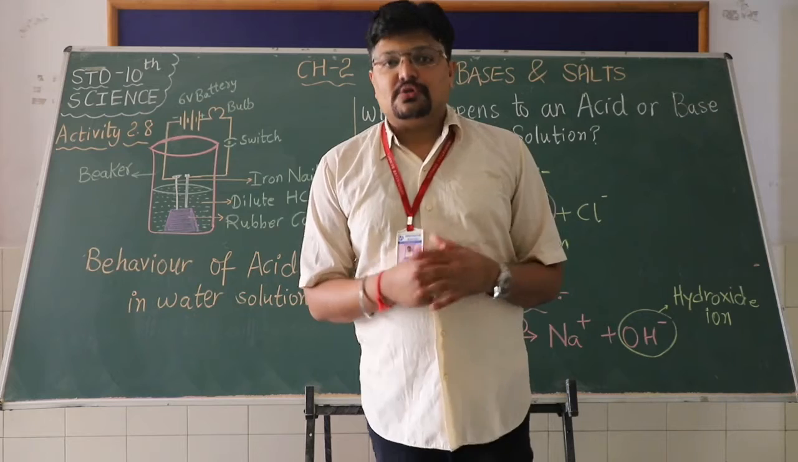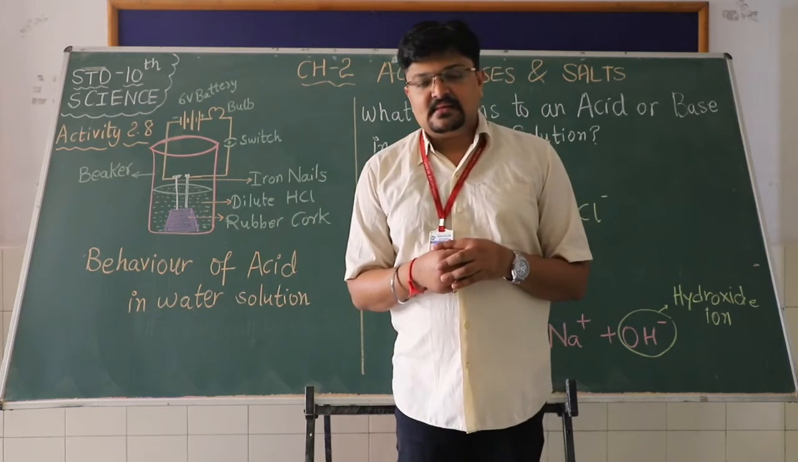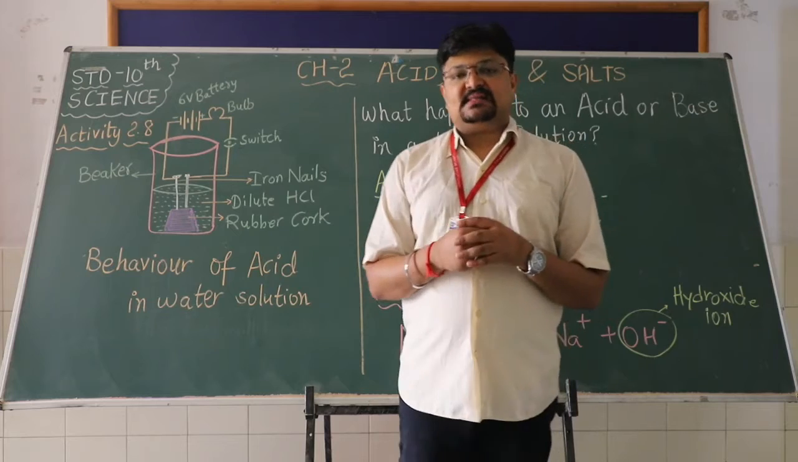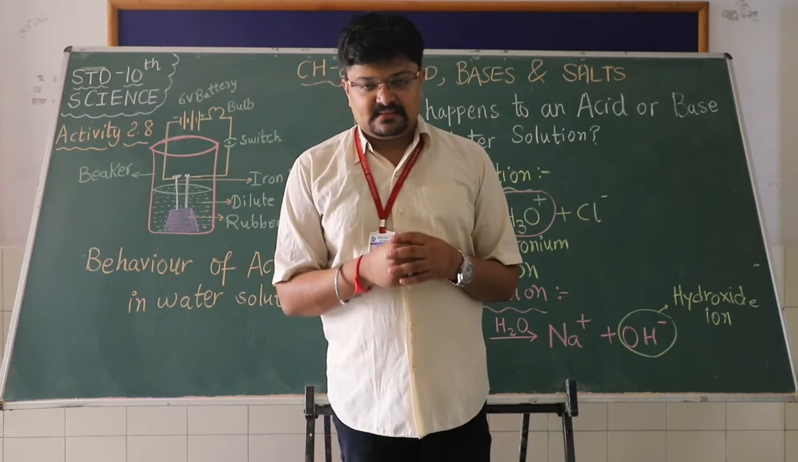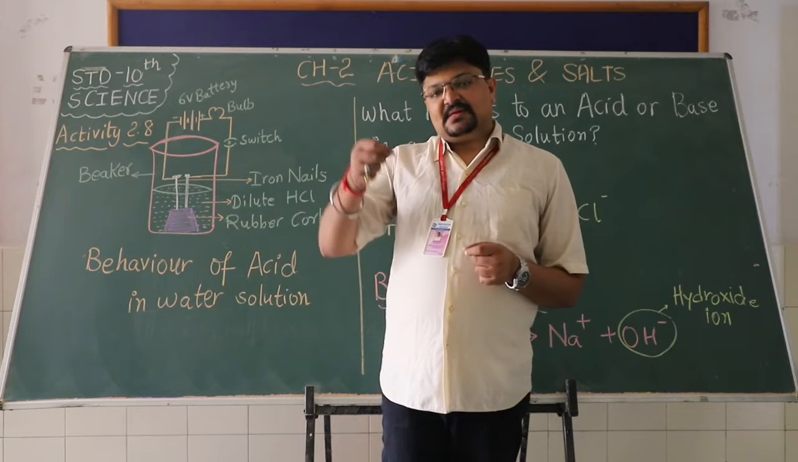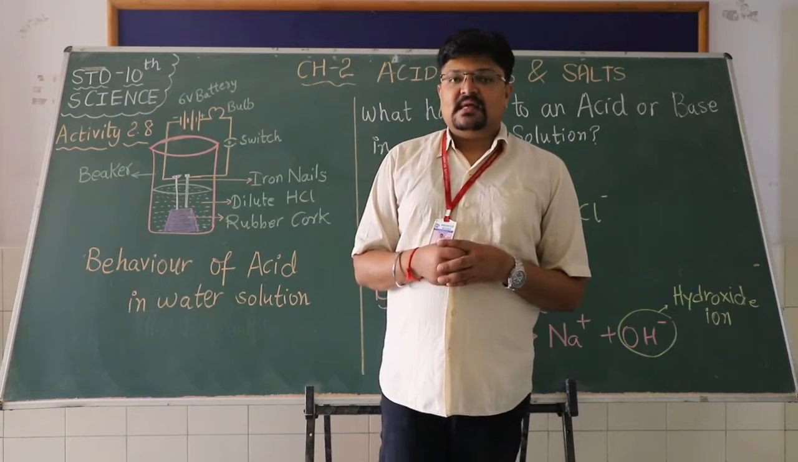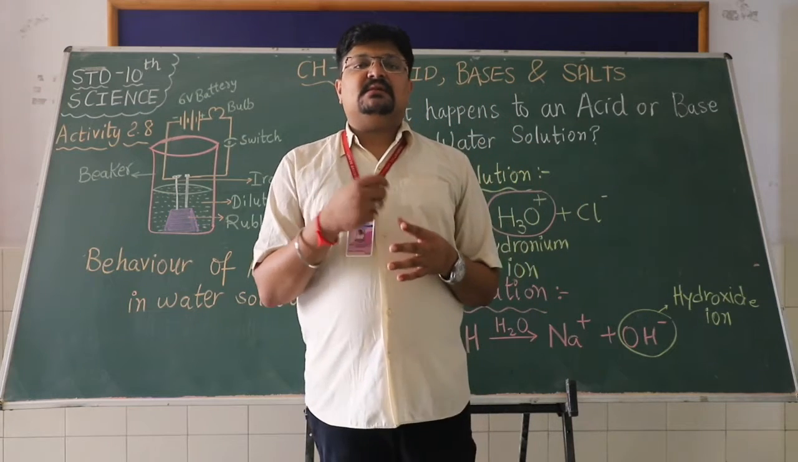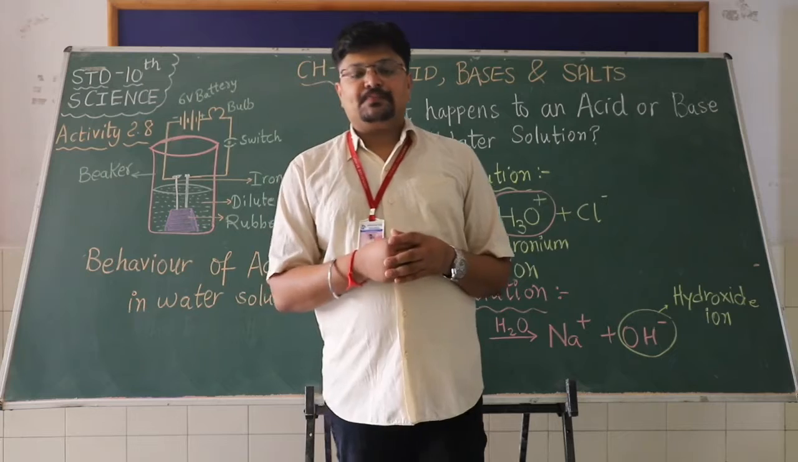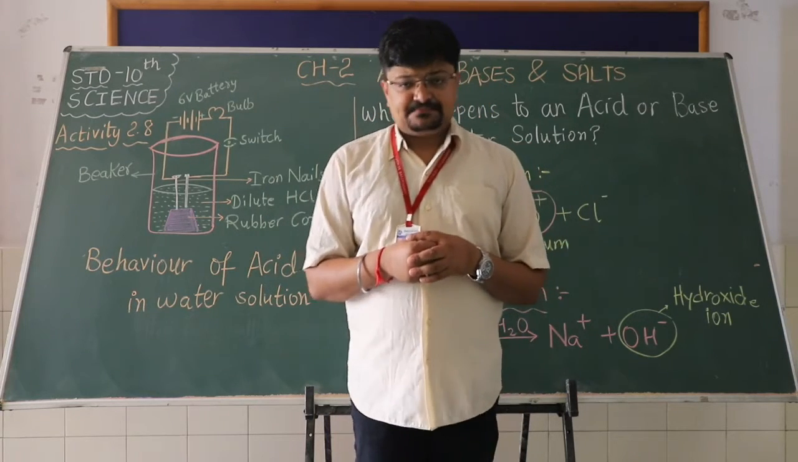So how can we come to know whether the solution is acidic or basic? We have already done the physical properties, in which we did a litmus paper test. In this litmus paper test, when you dip litmus paper in an acidic solution, it will turn blue litmus paper into red, and if it is a basic solution, it will turn red litmus paper into blue. So you can find it out with the help of litmus paper.